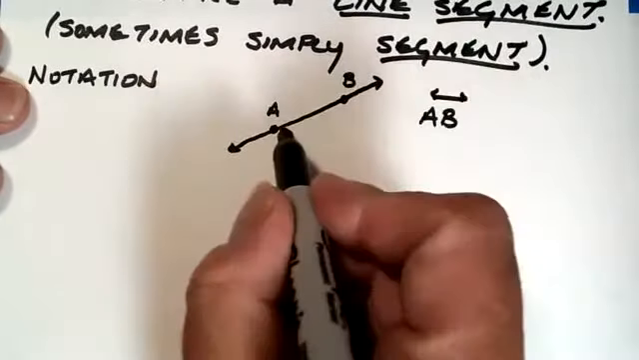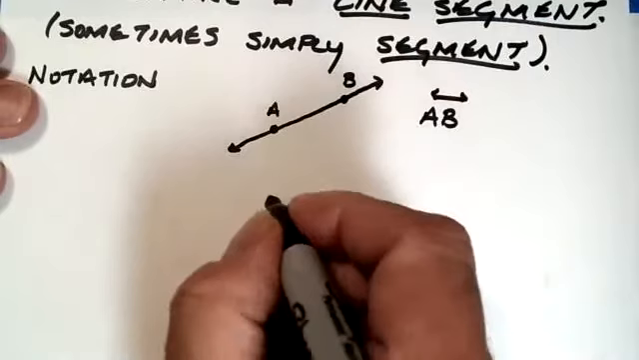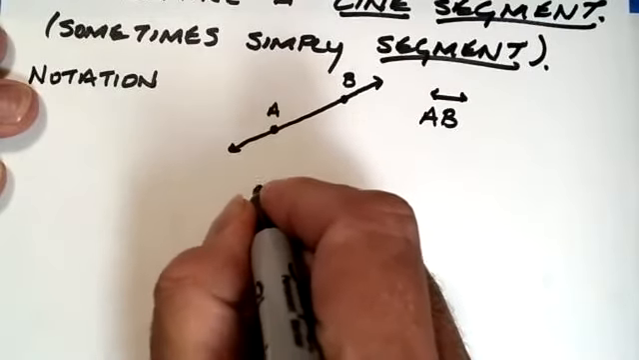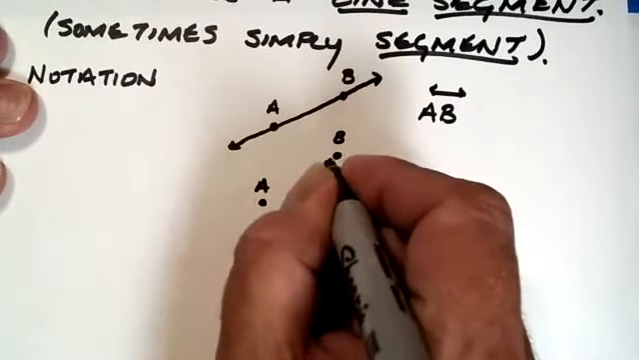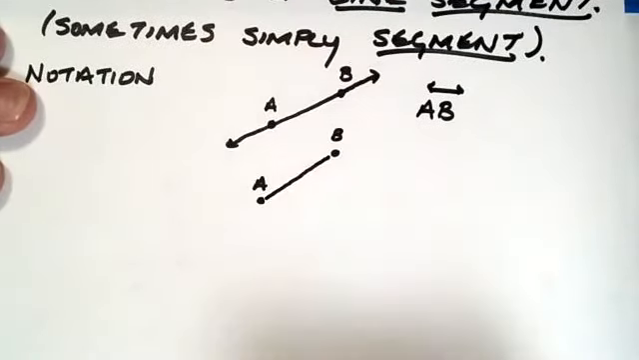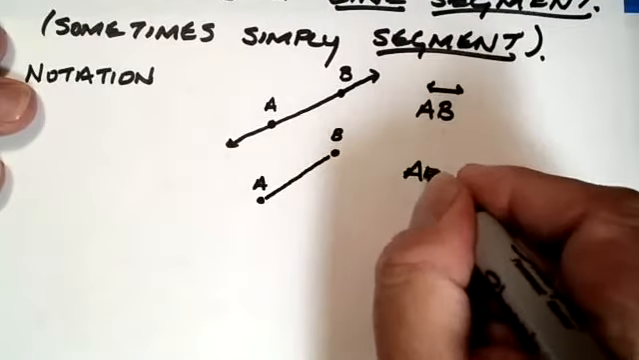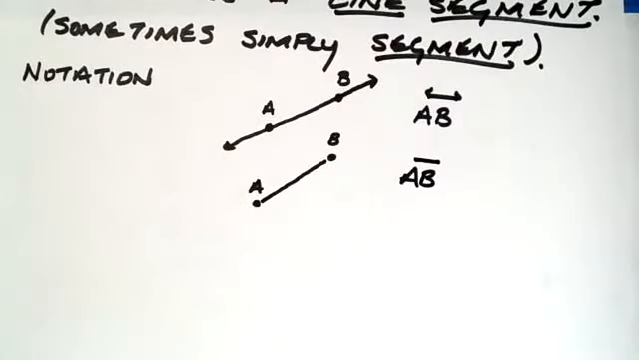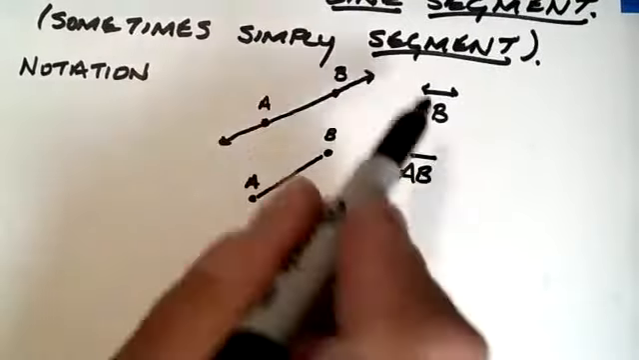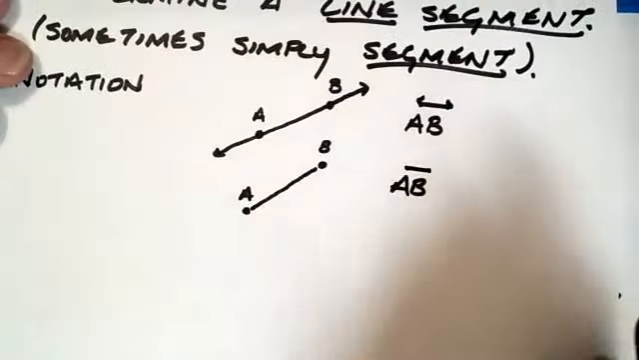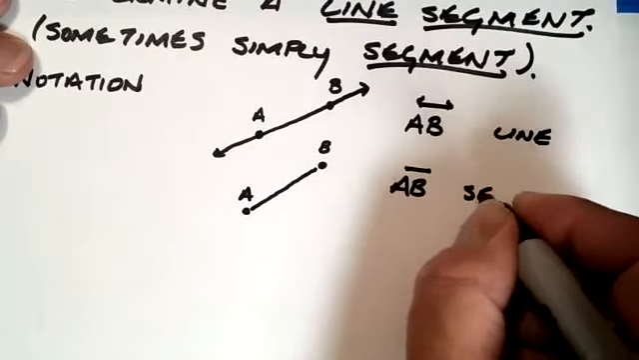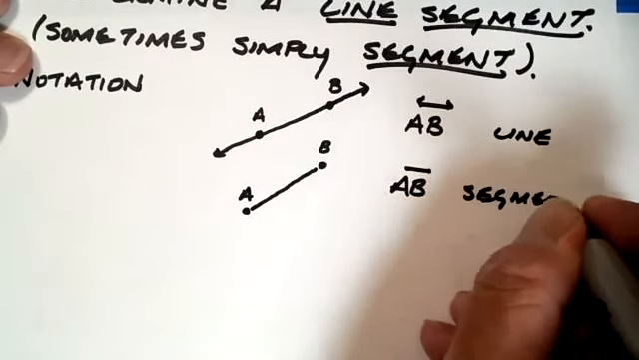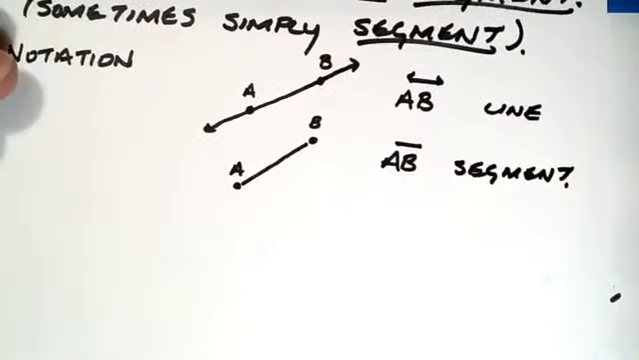Now if we're only talking about the points between A and B, and not the extension, then the notation is just simply AB with a flat line over the top. And this is probably what we'll use more than this anyways. So I'll just put line segment.